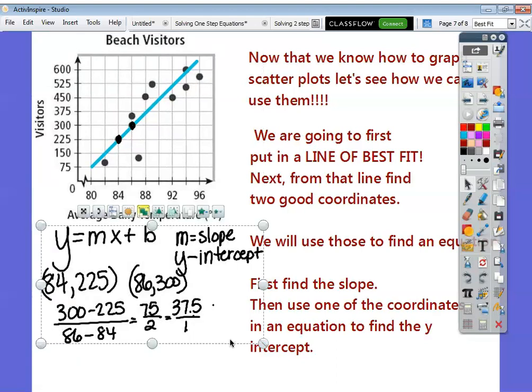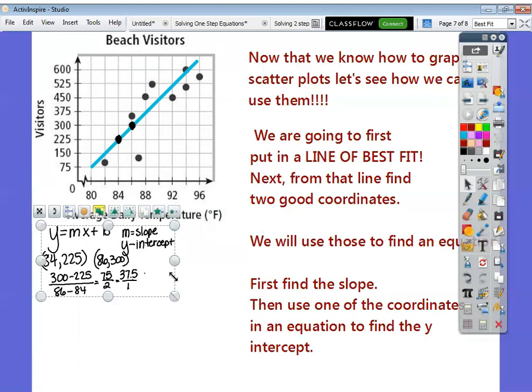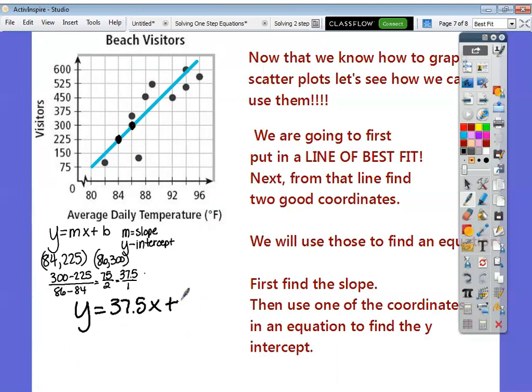now it's our job to find the y-intercept. Remember how to find the y-intercept if you're given 2 dots. We know the slope, so it's y equals 37.5x plus b.